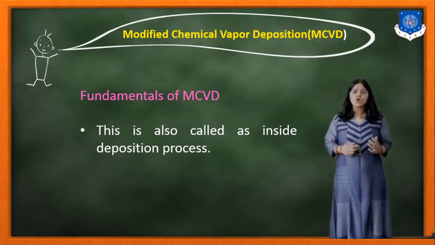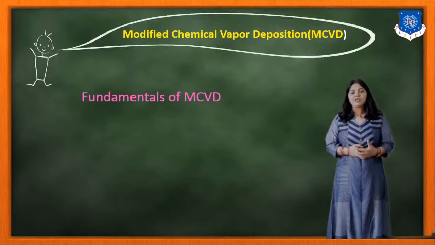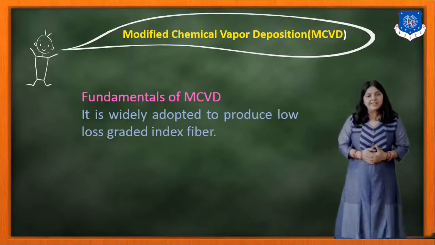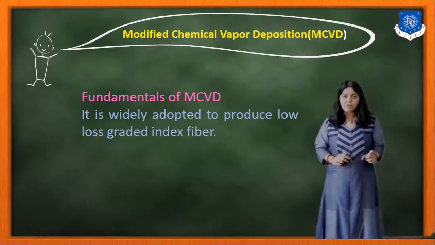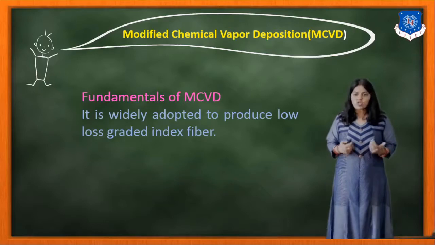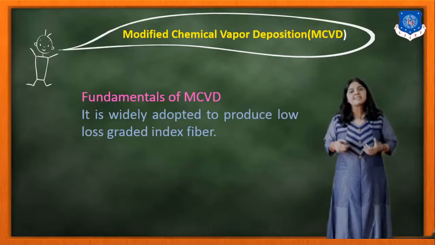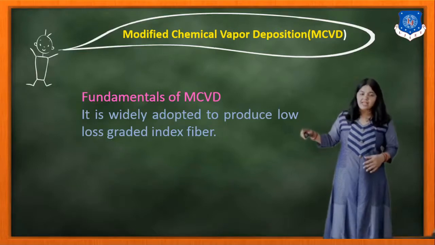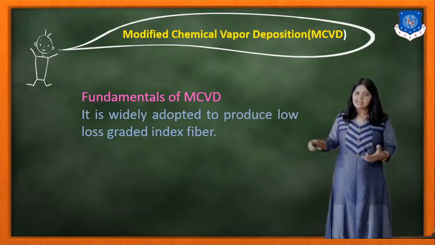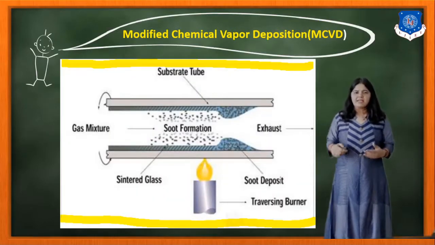Now, this is also called the inside deposition process. It was pioneered at the Bell Laboratories. It is widely adopted to produce low loss graded index fiber. In the OVPO method, we also learned that it can produce fiber having loss less than 20 dB per kilometer. Again, this provides low loss, less than the earlier two methods. So this way the MCVD method can be used.